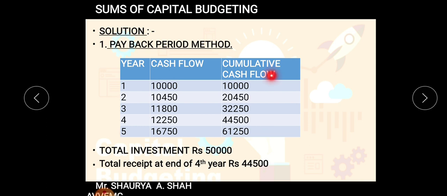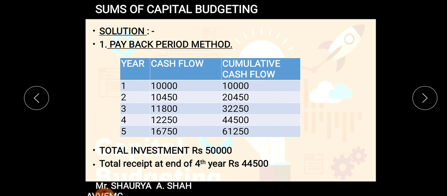So the first year is my 10,000, which remains the same. Second year, 10,000 plus 10,450 gives me 20,450. Third year, 11,800 gives me 32,250. Plus 12,250 gives me 44,500. 44,500 plus 16,750 gives me 61,250. So I suppose you must have found out the cumulative cash flows also.